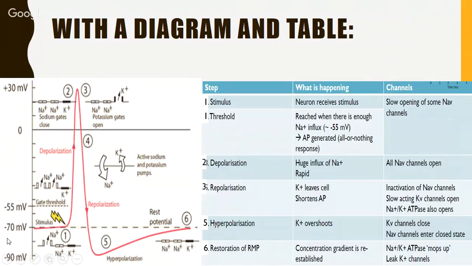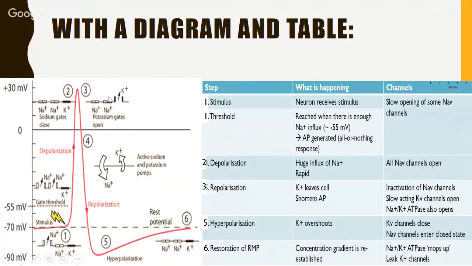So basically, your cell's at rest. It gets some impulse. It reaches that gate threshold at negative 55. All the sodium channels open. There's depolarization because all the sodium runs in. Sodium being positive makes the cell positive. At about here, the sodium channels close. The potassium channels open. And this is not because they want to open. It's because it's in their nature. That's how they're designed. At that voltage, they will open.